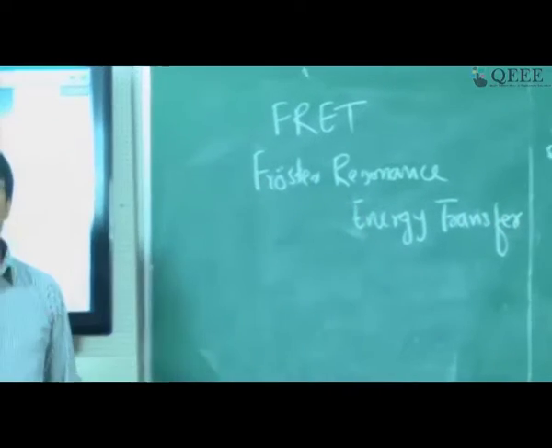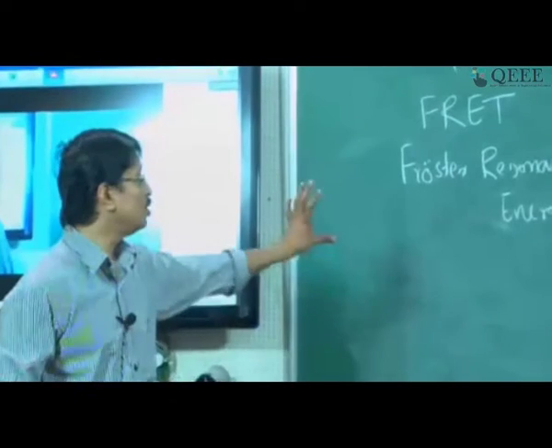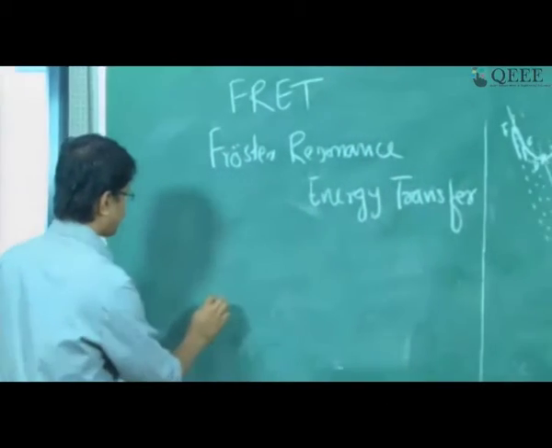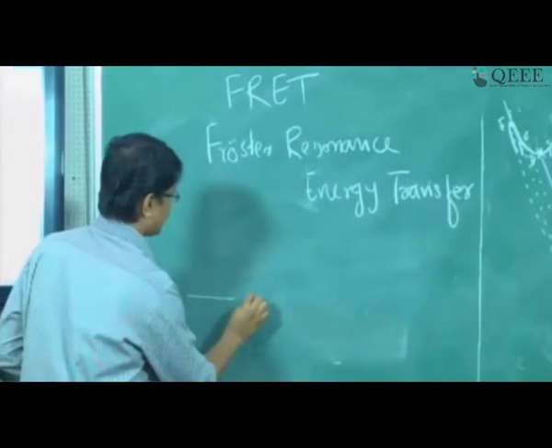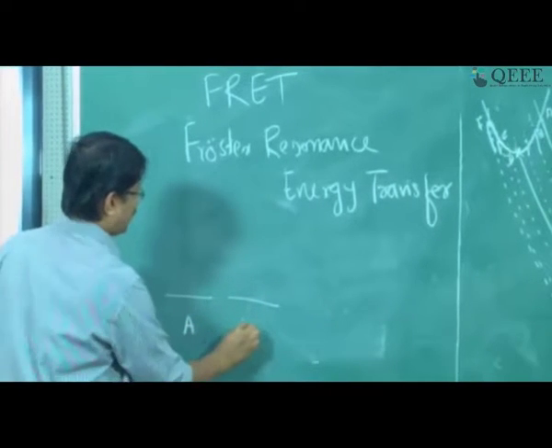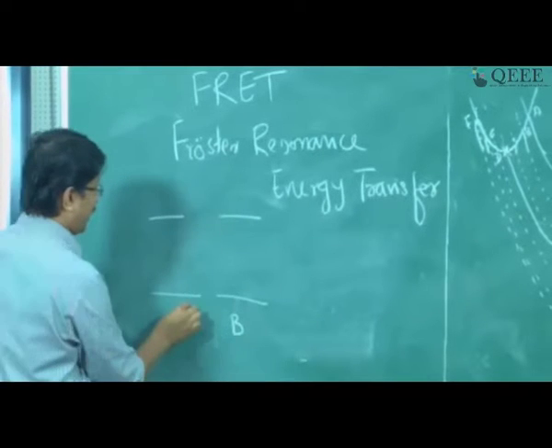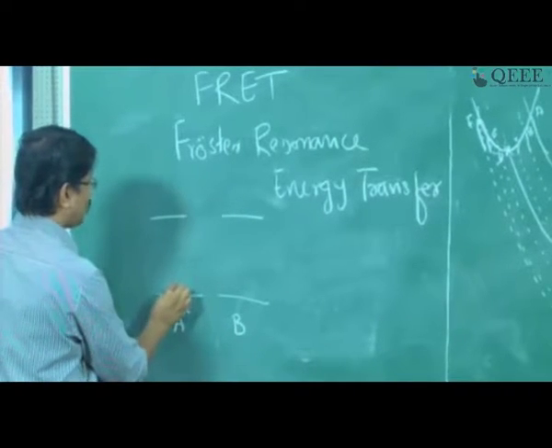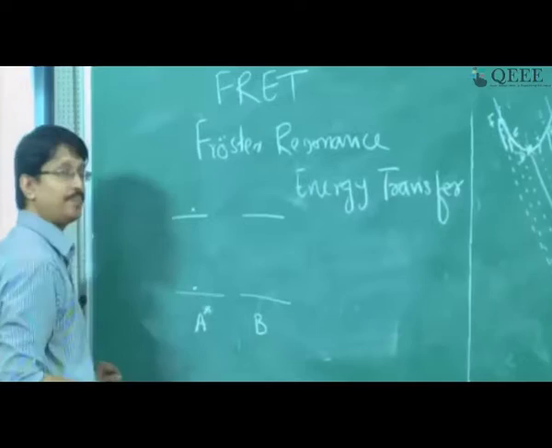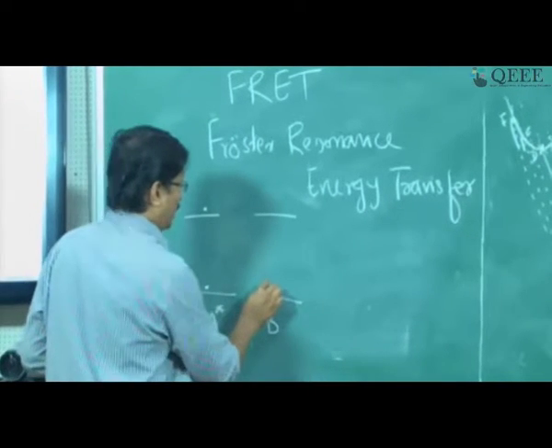That also leads to fluorescence quenching. Let us see how it is. Two molecules, A and B. A is in the excited state, so 1 electron here, 1 electron here. B has 2 electrons here.